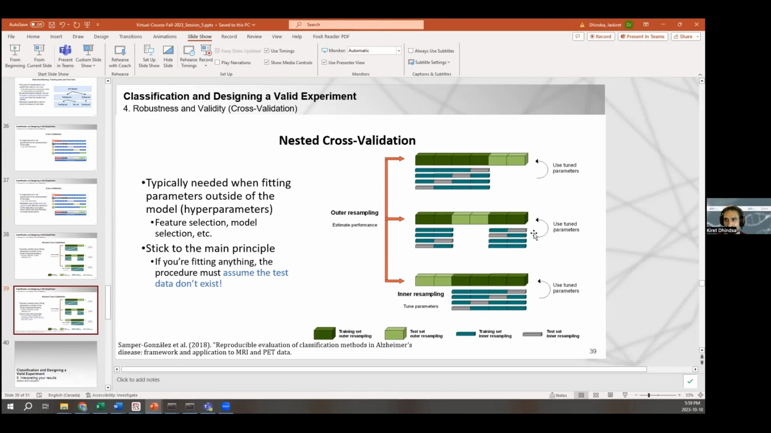Yep. And Drew asks, can you explain the importance of hyperparameters and nested cross-validation again? I don't fully understand what the hyperparameters are. No apologies necessary.